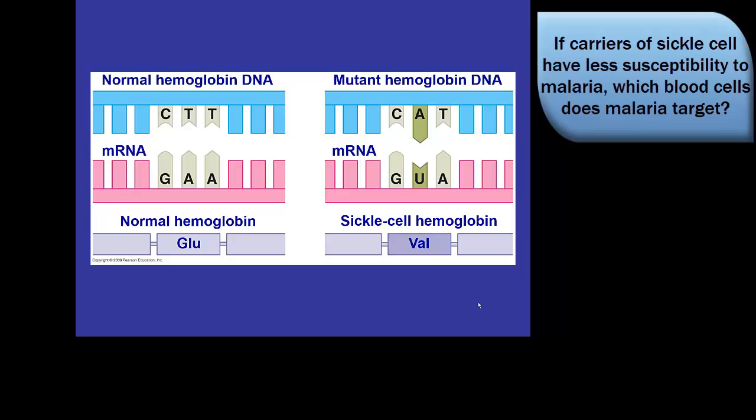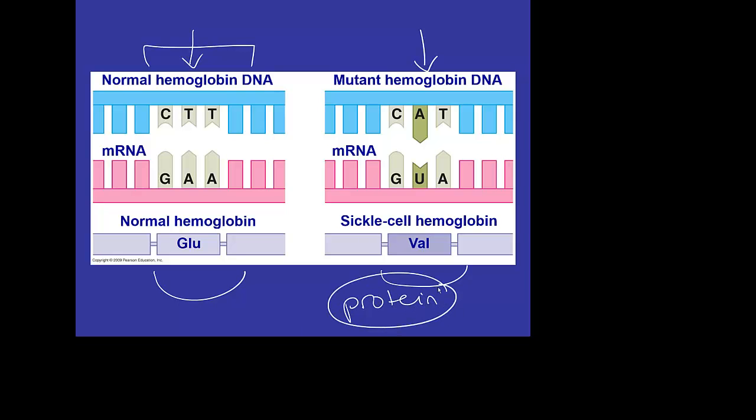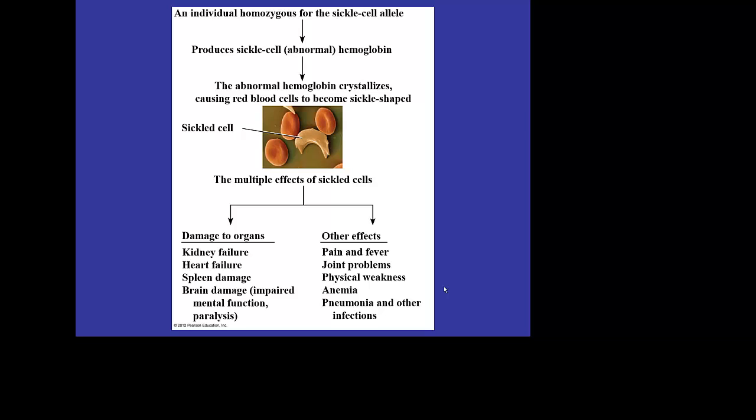Very interesting. So your normal hemoglobin, up at the top here, mutant hemoglobin changes one base pair. One single base pair in your entire DNA changes to end up with this mutant hemoglobin, which changes a single amino acid, which ends up producing the wrong protein. When we produce the wrong protein, we develop sickle cell anemia.